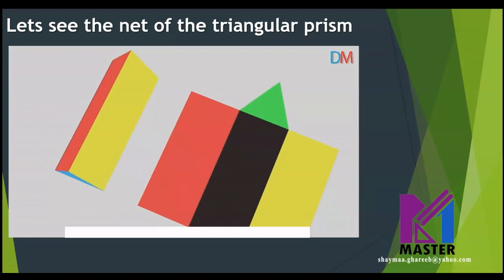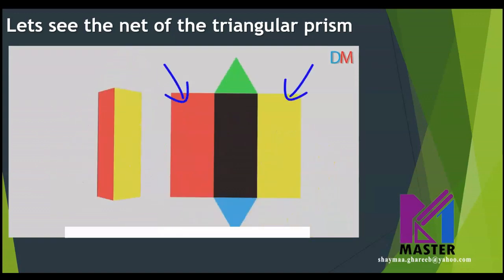And the top view will look like this. The yellow and the red rectangular faces are the faces to the right and the left of the prism. The black one is at the bottom. The green and the blue ones are the identical parallel faces in the front and the back. Remember, this is not the only possibility.